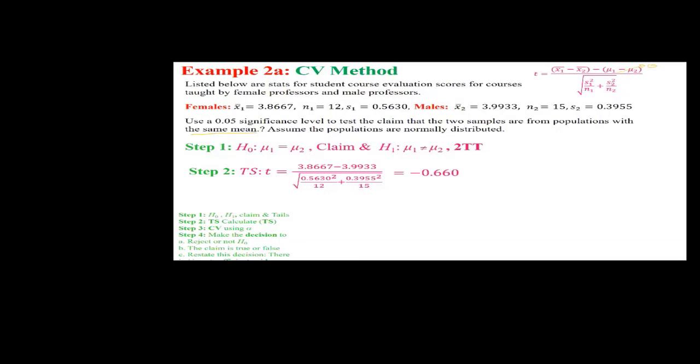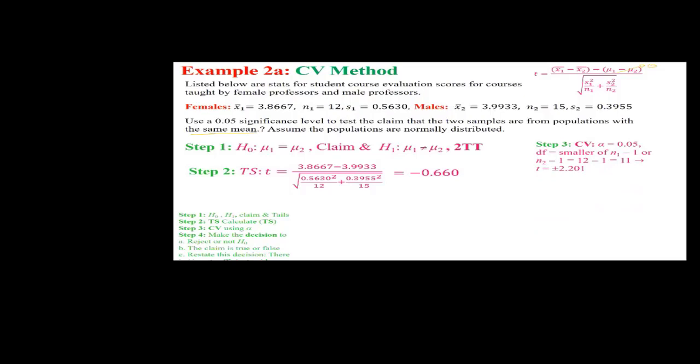Now we need to do the critical value. It comes from the choice of alpha and degrees of freedom. What is alpha? Alpha is 0.05. What is the degrees of freedom? Smaller of the two. N1 minus 1 is 11. N2 minus 1 is 14. Smaller of the two is 11. And it's a two-tailed test.